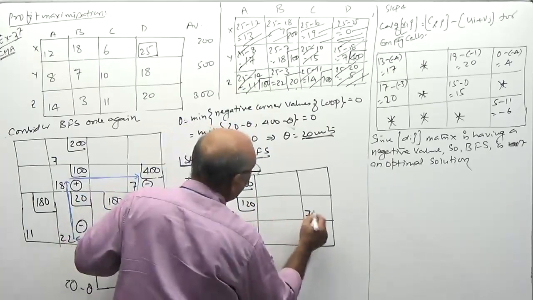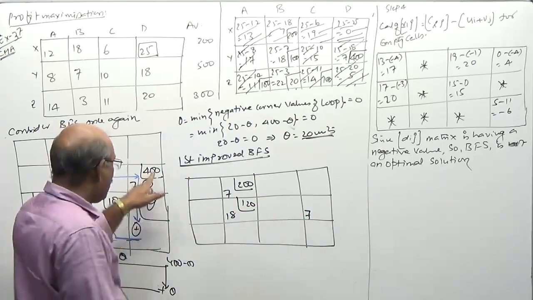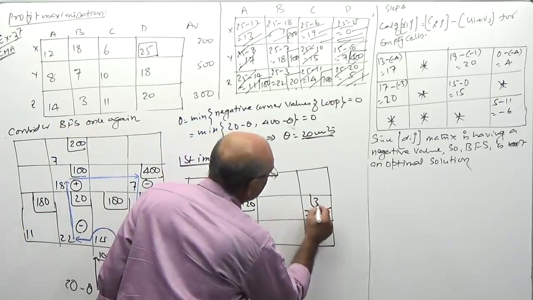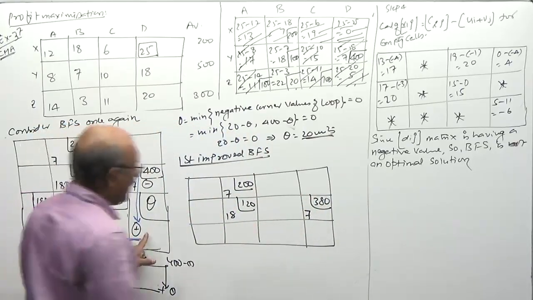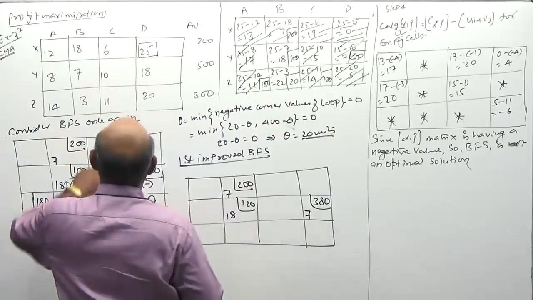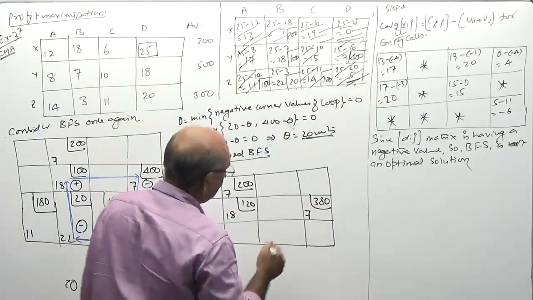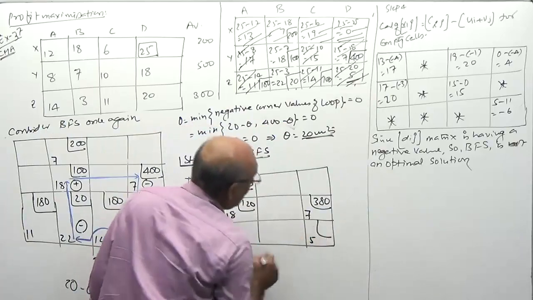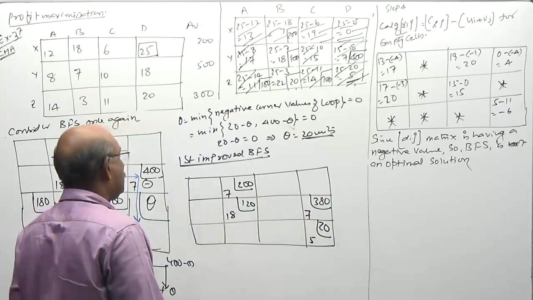And this is the 7 rupees cost. A minus sign is placed here. It means you have to subtract 20 units. Here it is theta. What is the cost here? The cost is 5 rupees. Theta is 20.